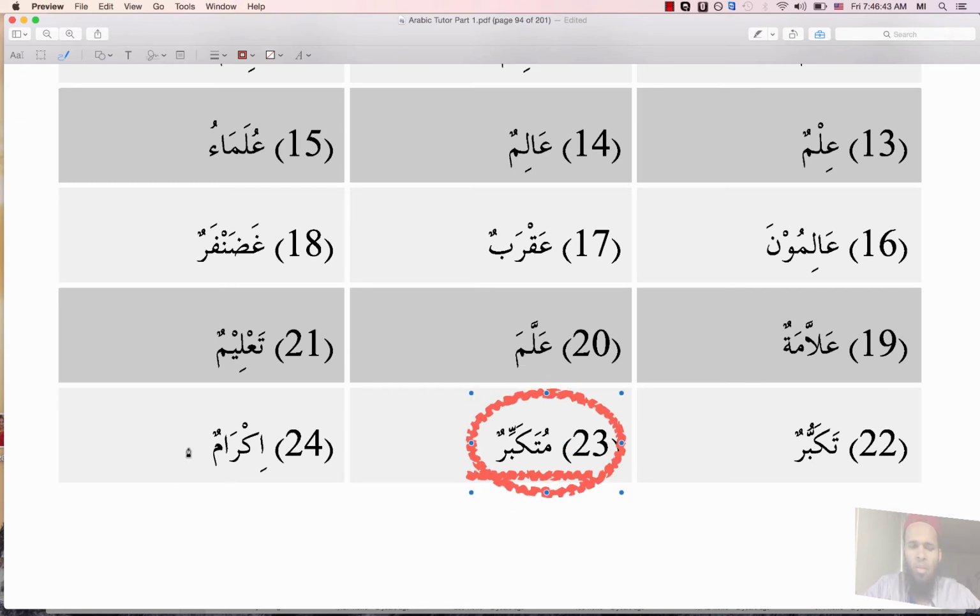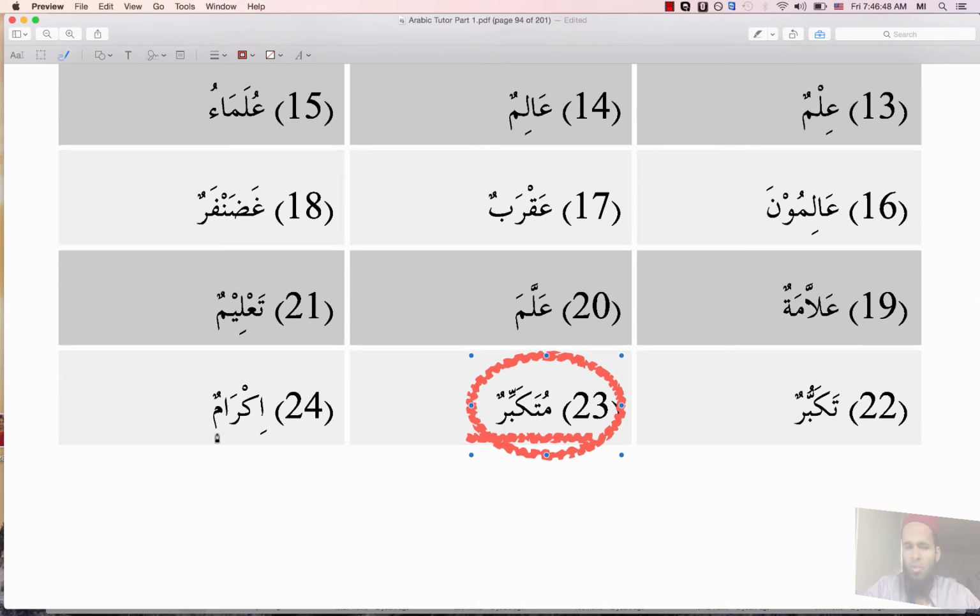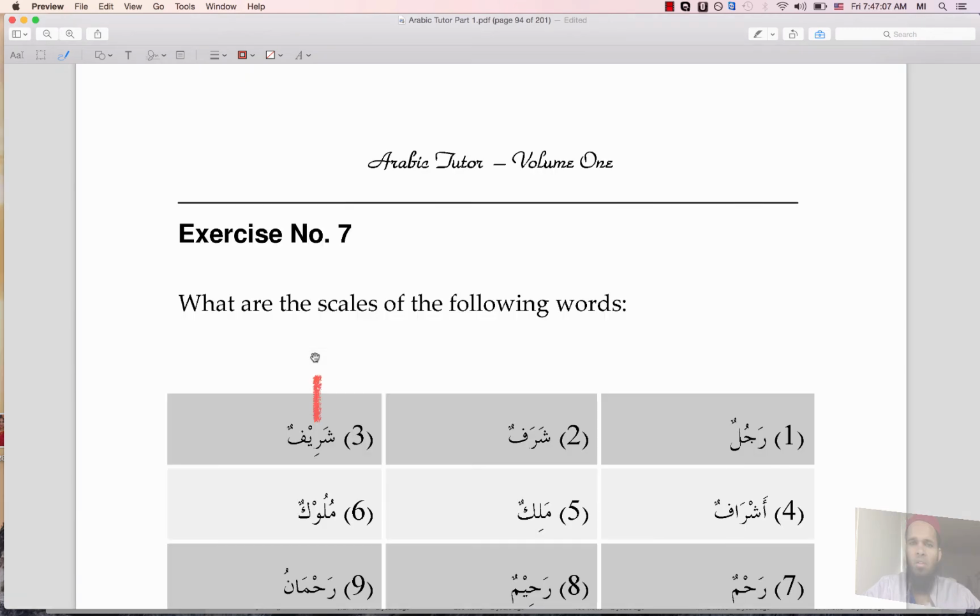Ikramun, akrama. So it is sulasi mazid fi also. It comes from akrama, so the base is sulasi mazid fi, in a different form. It is also sulasi mazid fi. And that's the end of lesson 8.